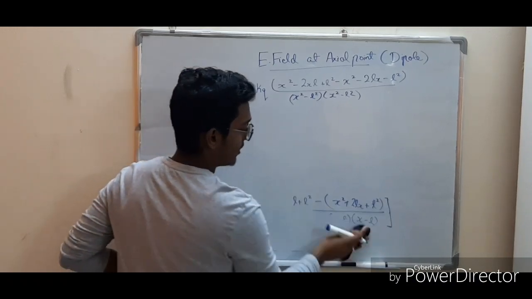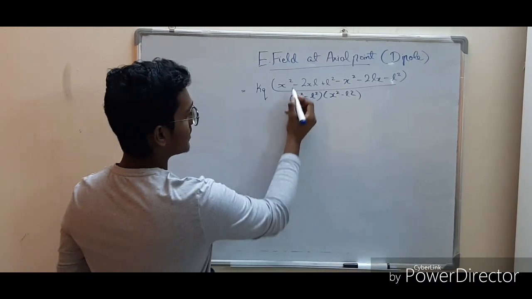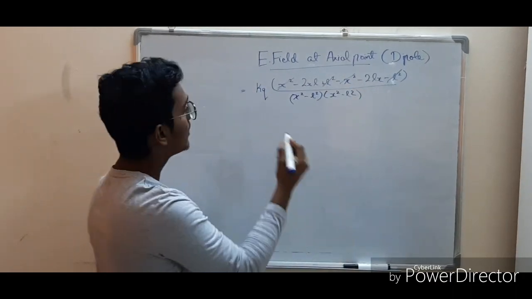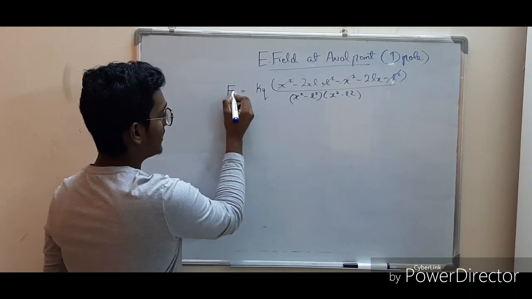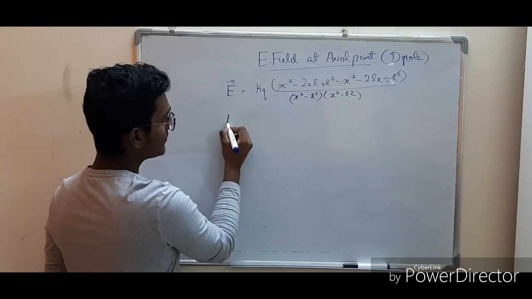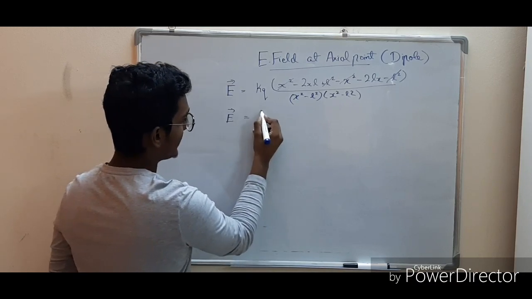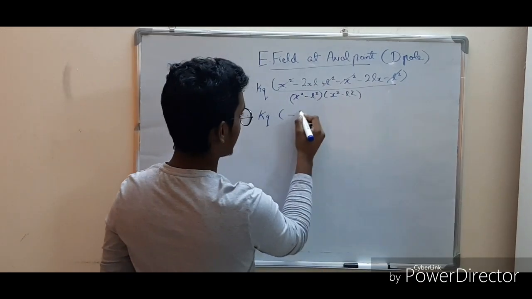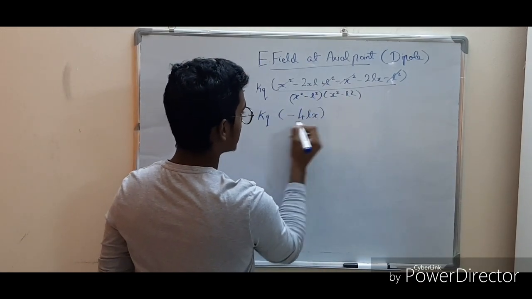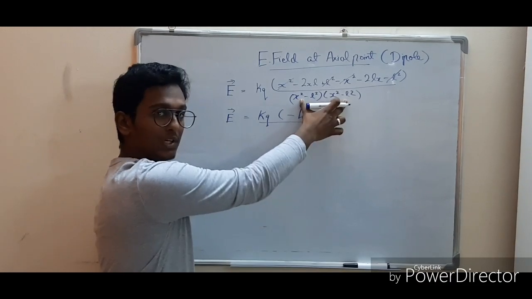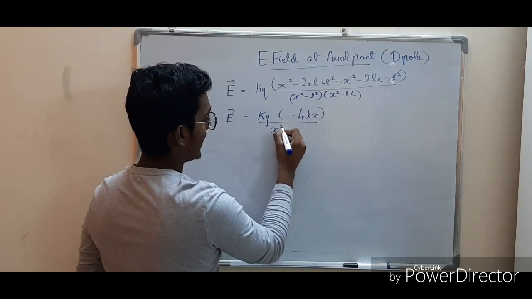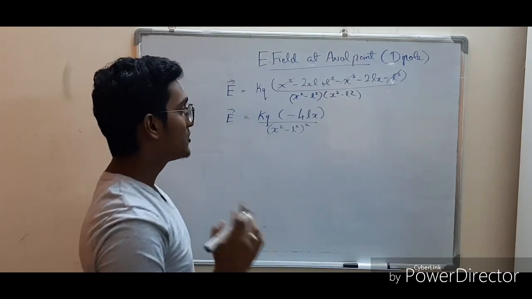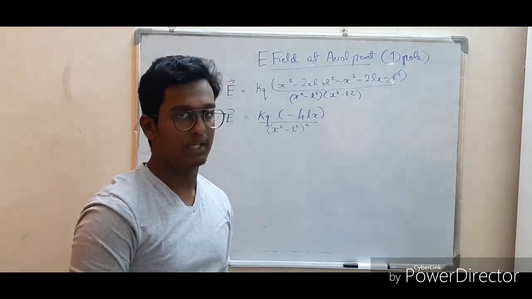Now with the numerator, we can cancel out certain terms: x square and minus x square, L square and minus L square. So we have, this is the electric field total. Electric field is kq into minus 2Lx minus 4Lx, divided by these two, which are the same terms. So it's going to be x square minus L square the whole squared. So if you see, this is actually the formula, this is it.